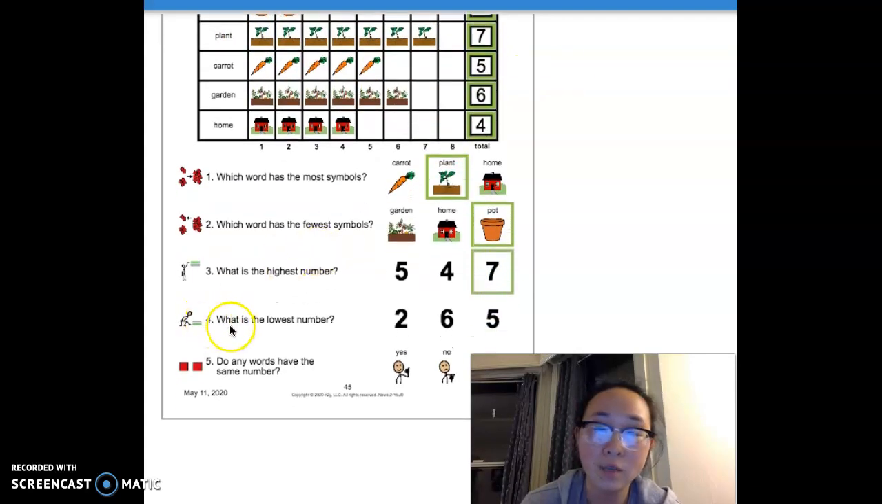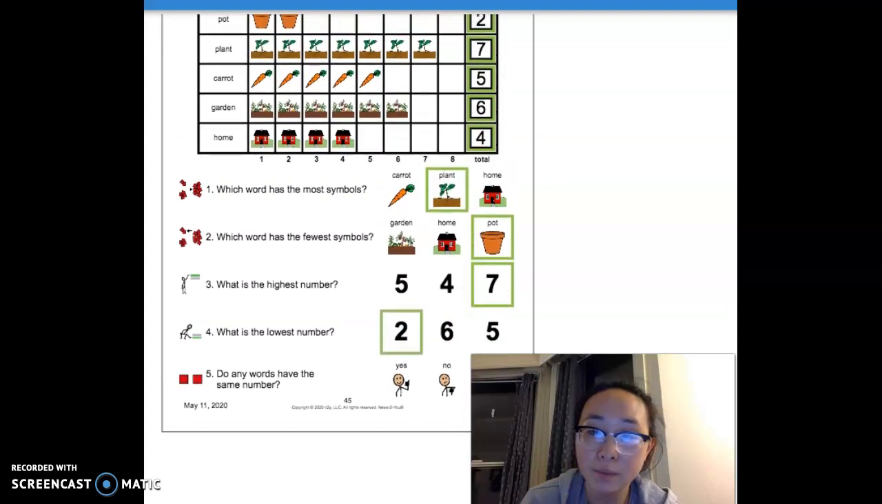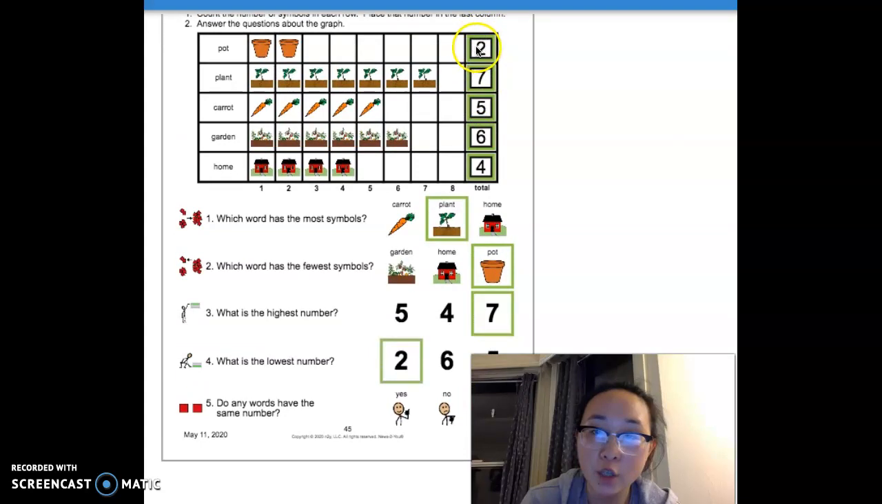Number 4 says, what is the lowest number? Is the lowest number 2, 6, or 5? The lowest number is 2. 2 is the lowest. Let me scroll back up. Oopsies. So look here, 2 is the lowest.